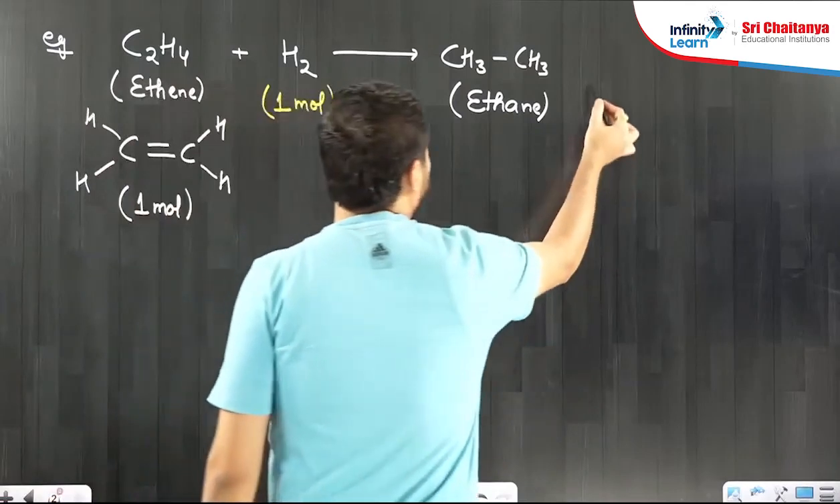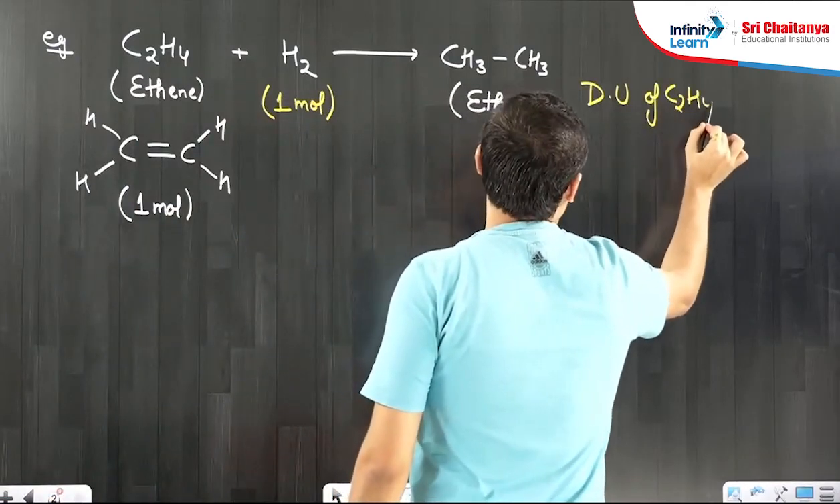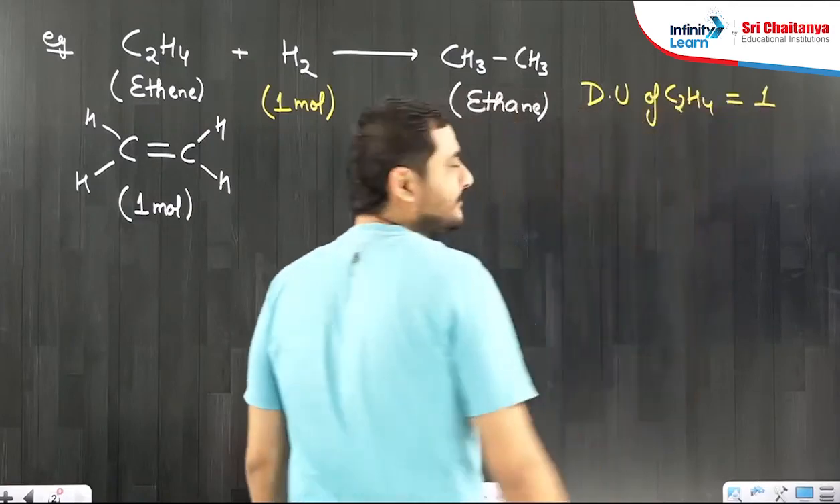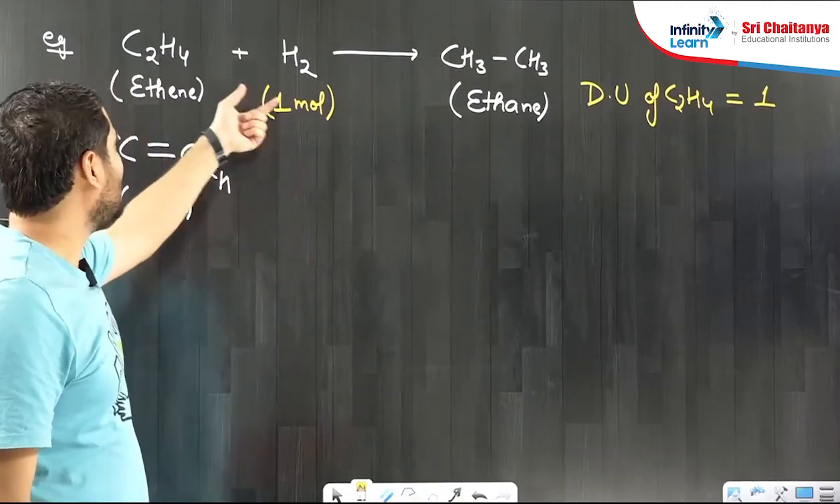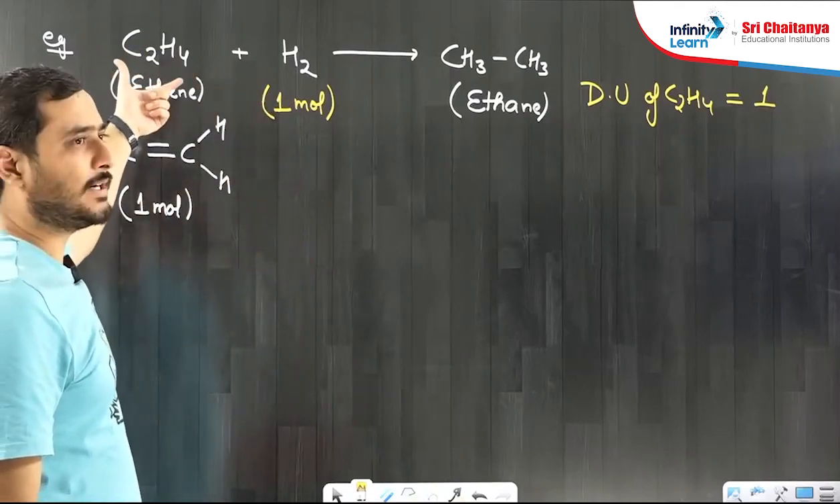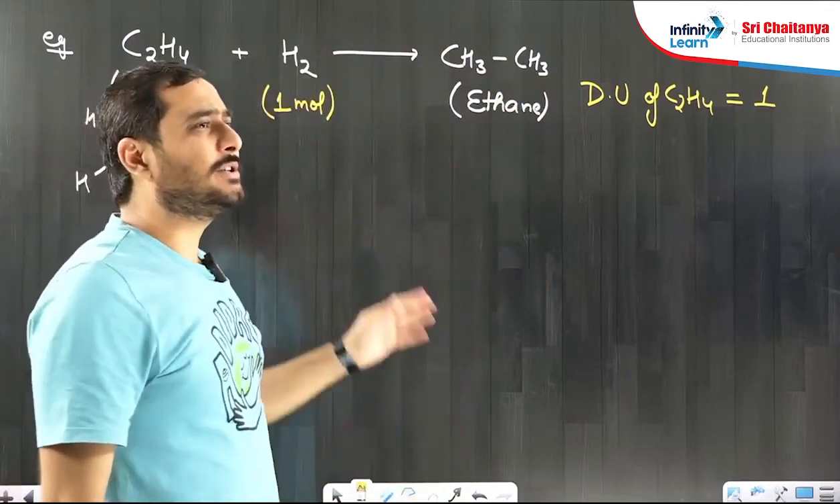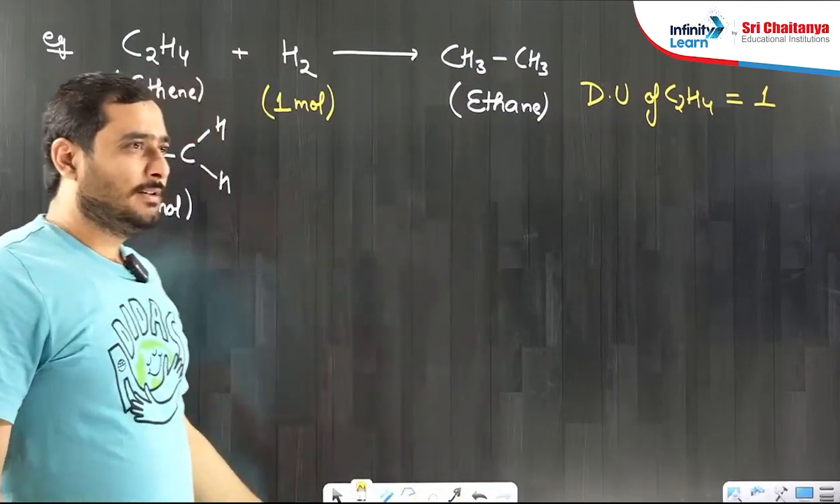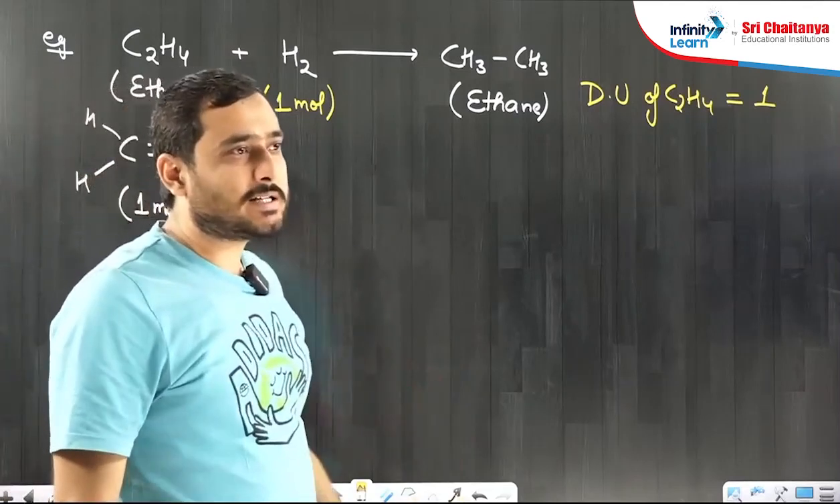So what is the degree of unsaturation for this compound C2H4? It is equal to 1. That is, 1 mole of hydrogen is required to convert 1 mole of unsaturated compound into which compound? Saturated compound. You know, this degree of unsaturation is telling us that unsaturation is present.